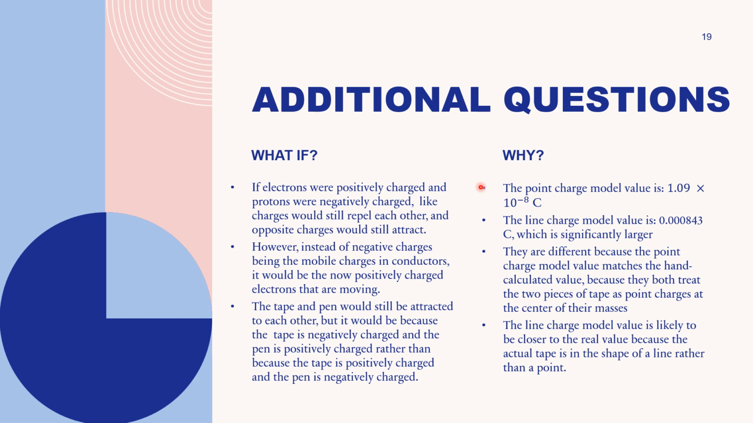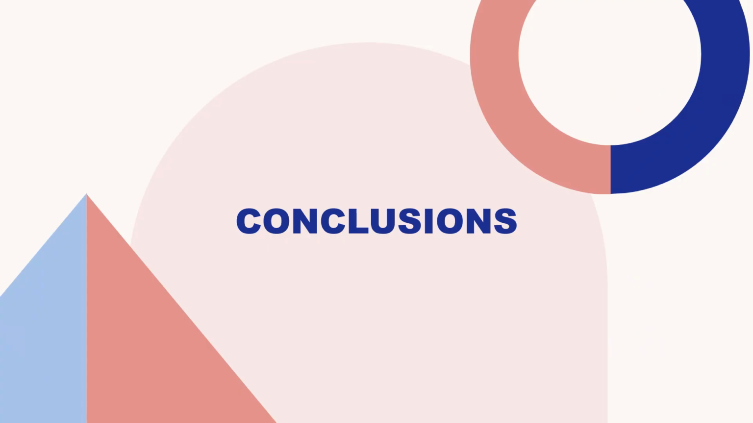So the point charge model value is much, much smaller than the line charge model value. They're different because the point charge model value treats them as 2 point charges, while the line charge model value treats them as a series of point charges, which is more likely to be closer to the real value because the actual tape is not a single point, but rather a line, as is represented in the line charge model.